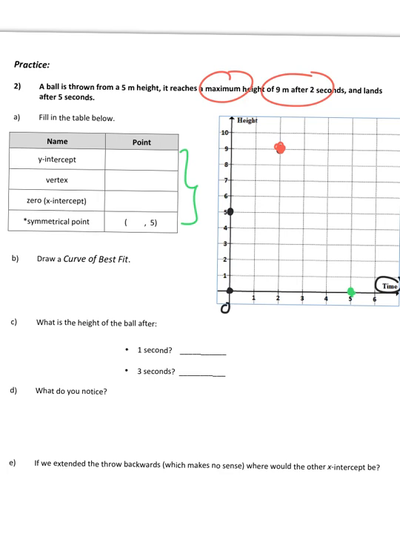It's asking for a curve of best fit. When you draw your curve of best fit, we only have 3 points at this point, so we're just going to curve it around and bring it down until we hit that 0. It's a U-shaped graph, not a V-shaped graph, so don't go straight to the vertex and straight down. You want to curve it a little bit. That's what curve of best fit means.